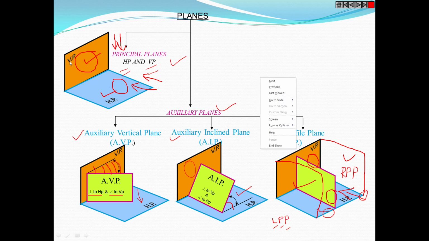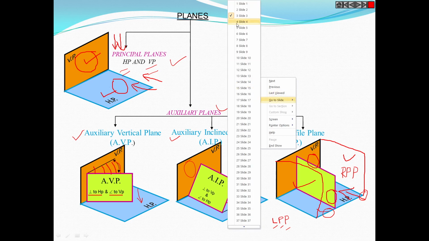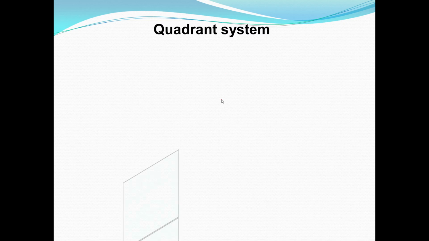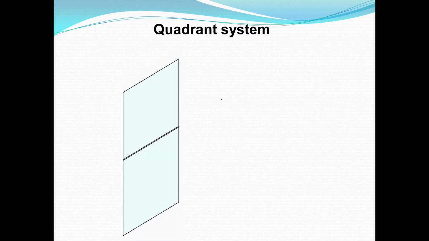So how exactly do these planes create the quadrants? We will see the quadrant system. The quadrant system starts with the reference planes. With the intersection of the reference planes, we get 4 quadrants. So they exactly serve as boundaries for the quadrants.